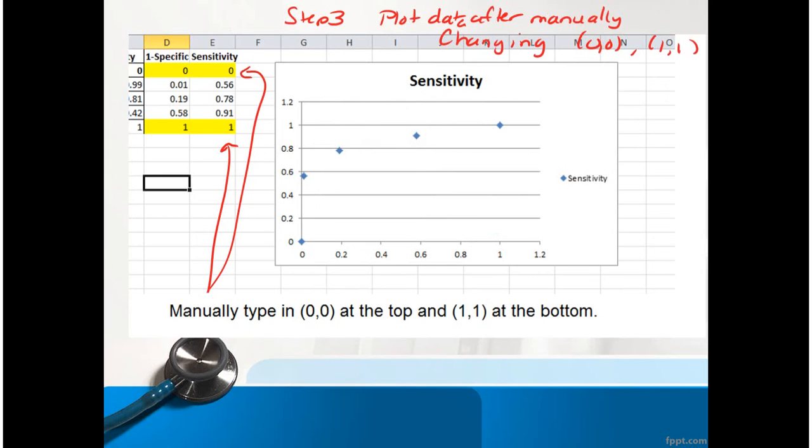The only modification I have to do is manually type in 0, 0 at the top and 1, 1 at the bottom. And you see this pattern now of the points. They rise up like this. This is called a receiver operating characteristic curve, or just ROC curve is what people call it.